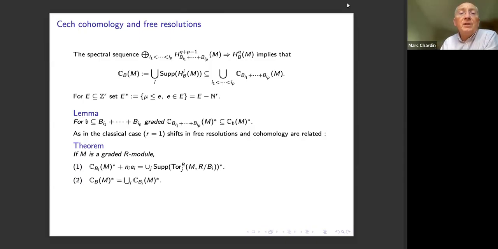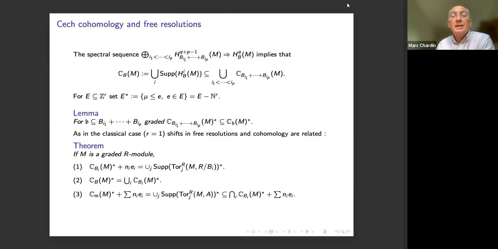The other thing, and this comes from the lemma, is that the cohomology with respect to B is just the union of the cohomologies with respect to the different B_i's. Okay. Because by the thing above, you have that the cohomology with respect to M is inside this union, but again, the ideal B is always in any sum like this, so you get this equality here.